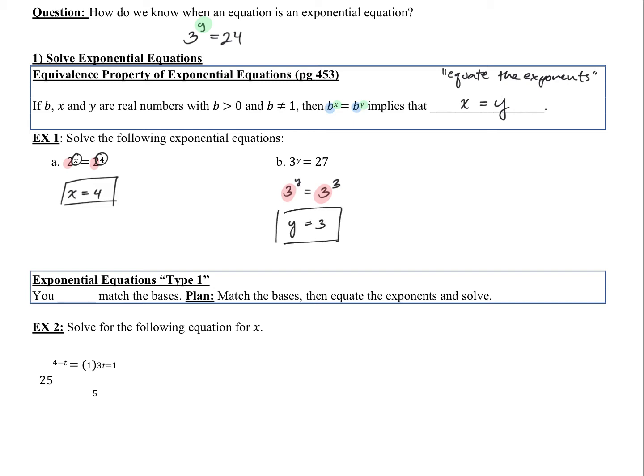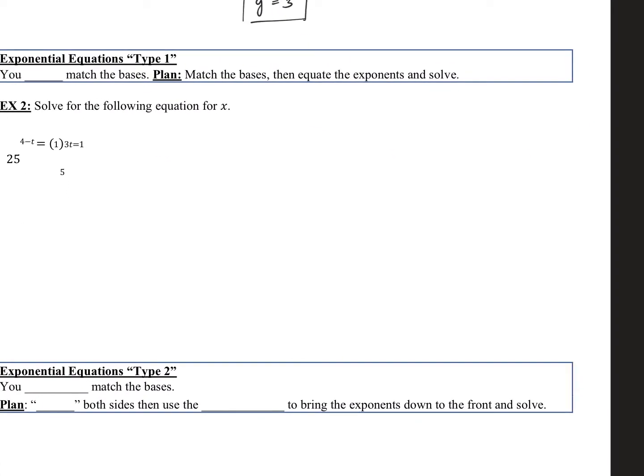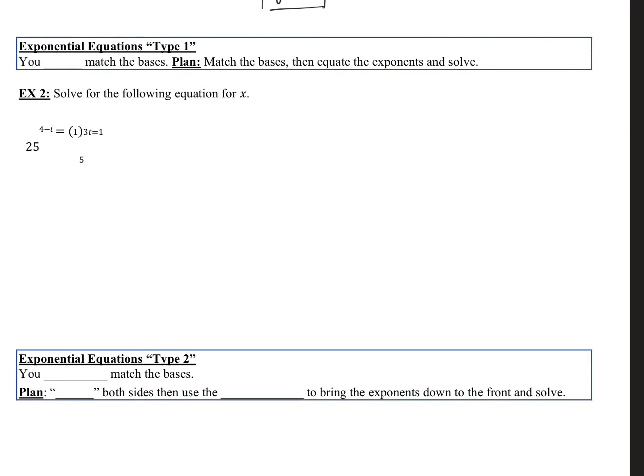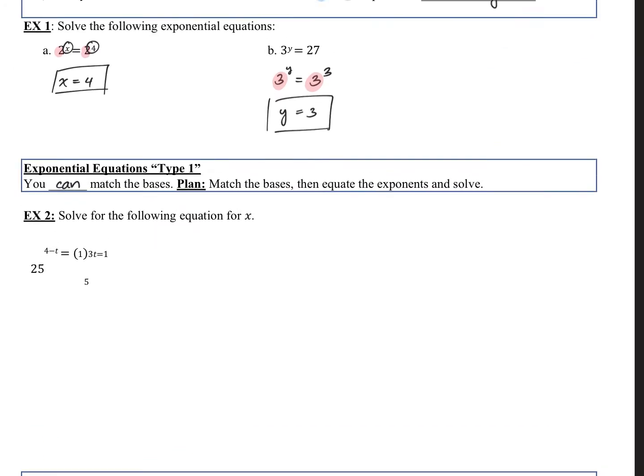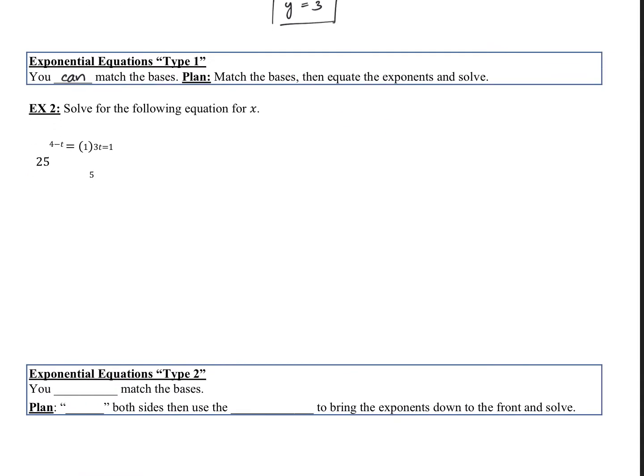Alright, so that's a very basic way of using the equivalence property of exponents. So now with exponential equations, there are two different types, as I like to call it. The first type, you can match the bases. For example, like with type B, we could make them both equal base 3. So if you can match the bases, what's our plan going to be? Well, first, match the bases, and then equate the exponents and solve, which is kind of what we've been doing before. So let's take a look at an example.